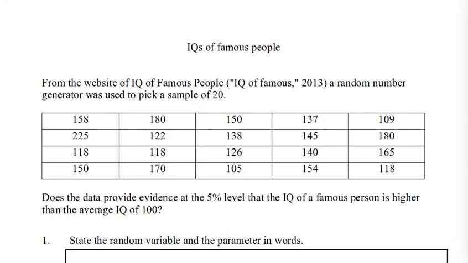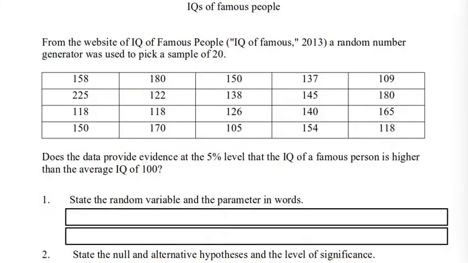Okay, let's look at the first of two examples using a t-test for a hypothesis test of means. So from the website of IQ of Famous People, a random number generator was used to pick a sample of 20. So here are 20 randomly selected IQ scores of famous people. Does the data provide evidence at the 5% level of significance that the IQ of a famous person is higher than the average IQ of 100?